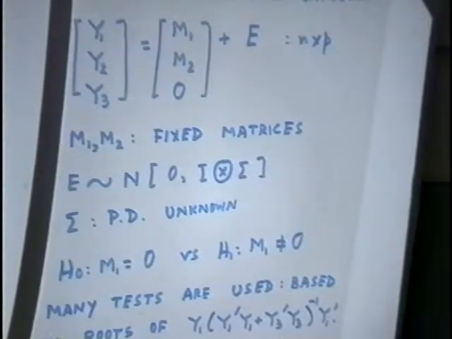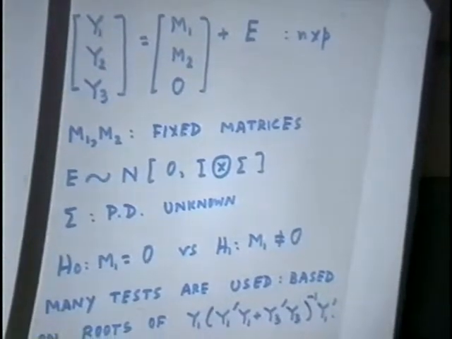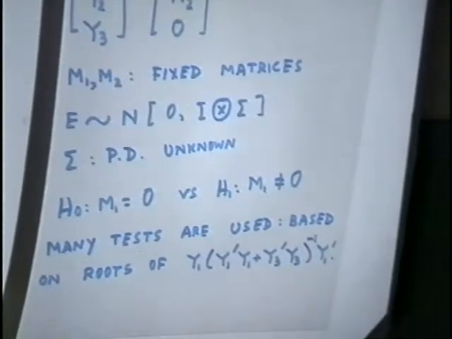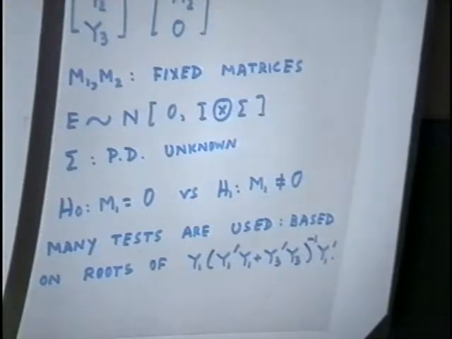This is the MANOVA problem, and there are many tests based on the roots of this matrix. For example, we have the maximum root test, then the trace test, and the Lawley-Hotelling test, like that. This is the fixed effect MANOVA model.